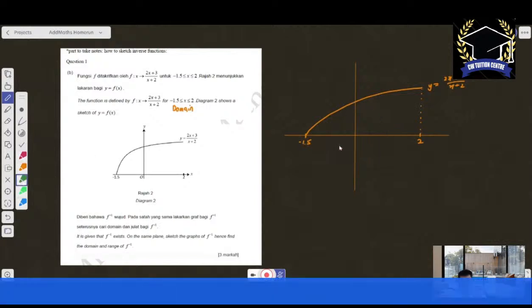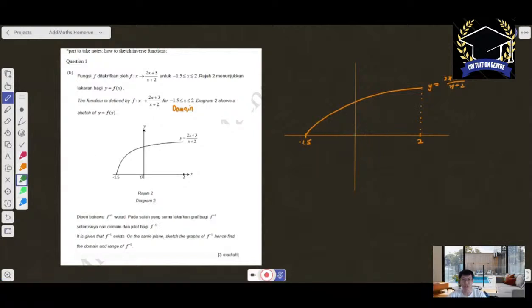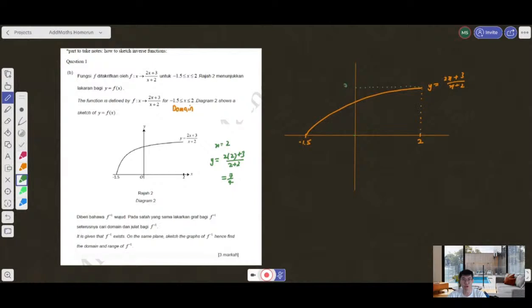So to find the range, I need to look at the height. I know the range starts from 0, until where is it when it's 2? Where is the value when it's 2? So when x is equal to 2, my y is (2 times 2 plus 3) over (2 times 2 plus 2). So I'm getting 7 over 4. This is 7 over 4.